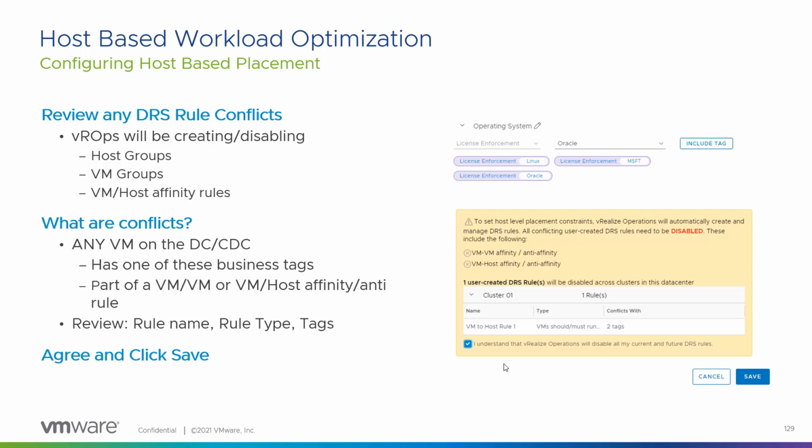Because we don't want to create a contentious situation. You can still do DRS affinity rules, they just can't conflict with what you're trying to do in your business intent. So it gives you a list of the rules. In this case, it says, hey, VM to host rule 1. This is one that says VM shouldn't run on these hosts. It conflicts with 2 different tags. If you are okay with this, go ahead and check the box. Understand that vRealize Operations is going to remove that rule and replace it with new ones. And then just click agree and hit save, and you're good to go.